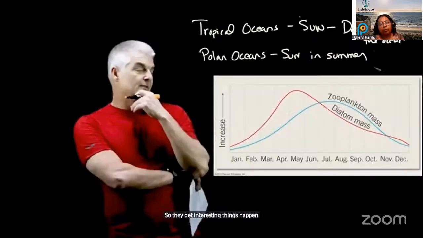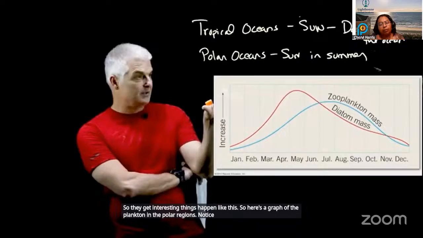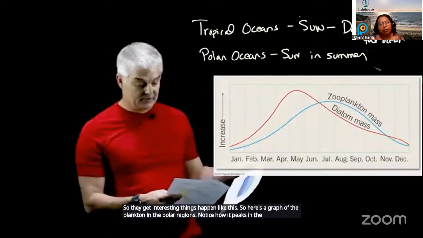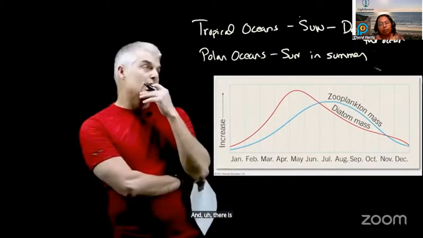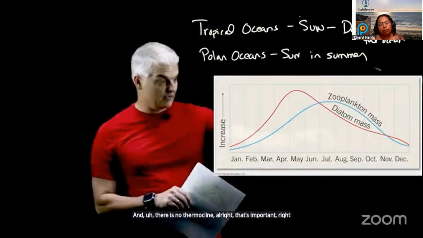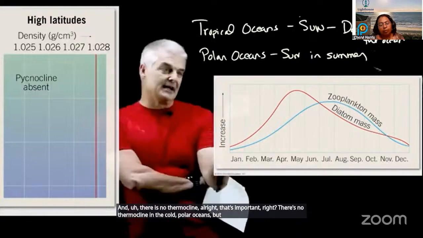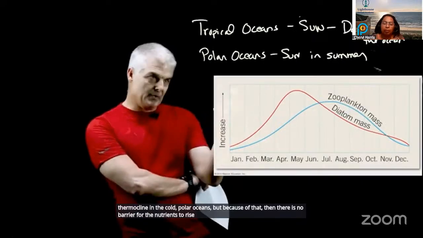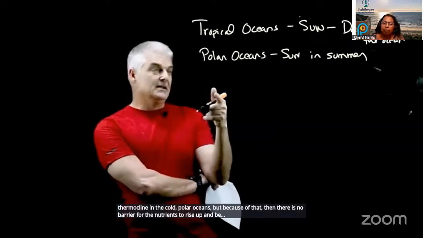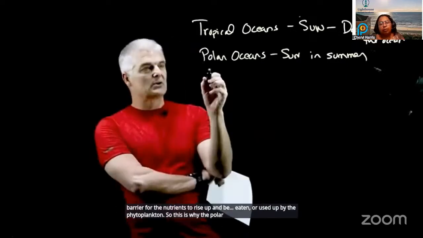So here's a graph of the plankton in the polar regions. Notice how it peaks in the summer. Makes sense, doesn't it, right? And there is no thermocline, that's important. There's no thermocline in the cold polar oceans, and because of that, there is no barrier for the nutrients to rise up and be eaten or used up by the phytoplankton. So this is why the polar oceans have this happen.